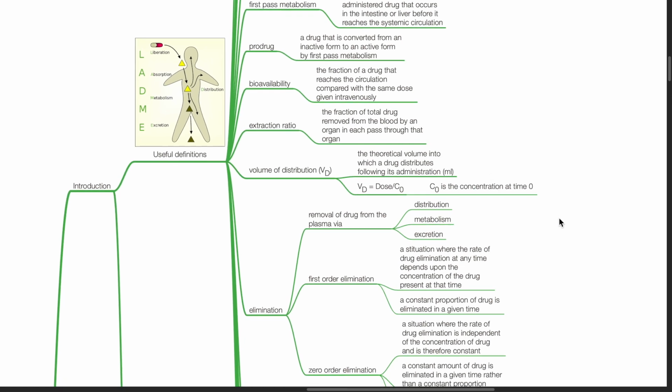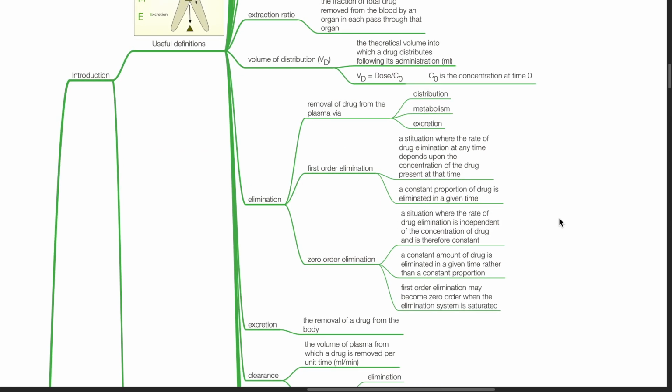Volume of distribution is the theoretical volume into which a drug distributes following its administration. The formula is dose divided by C0, where C0 is the concentration of the drug at time 0. Elimination refers to the removal of the drug from the plasma via distribution, metabolism, or excretion. First-order elimination is a situation where the rate of drug elimination at any time depends upon the concentration of the drug present at that time. A constant proportion of drug is eliminated in a given time.